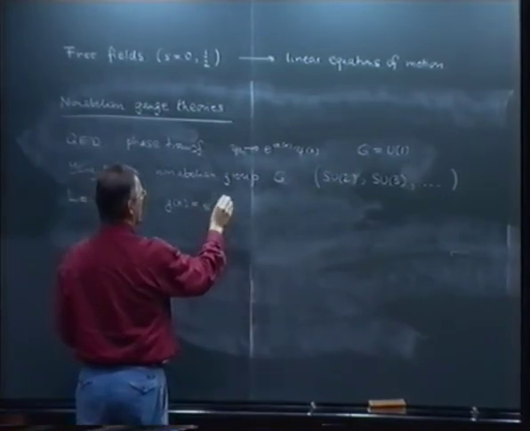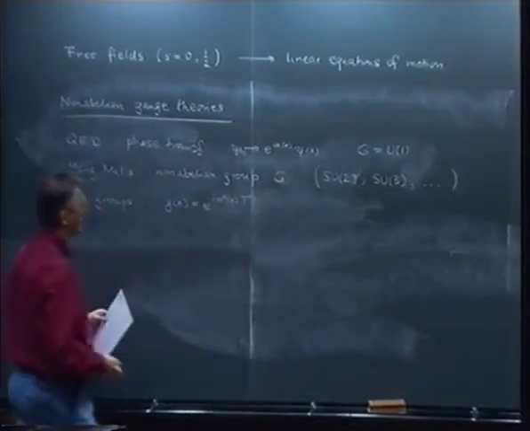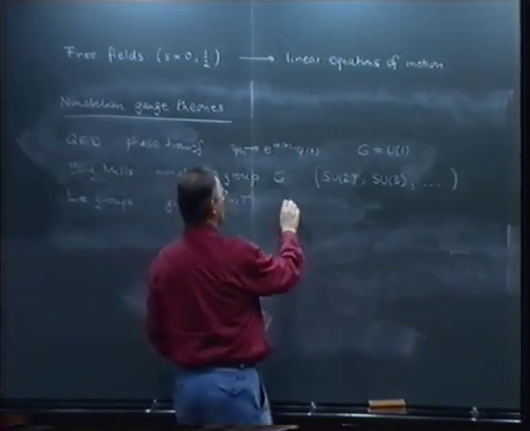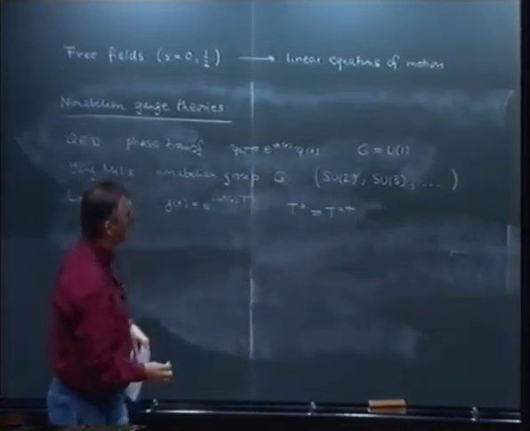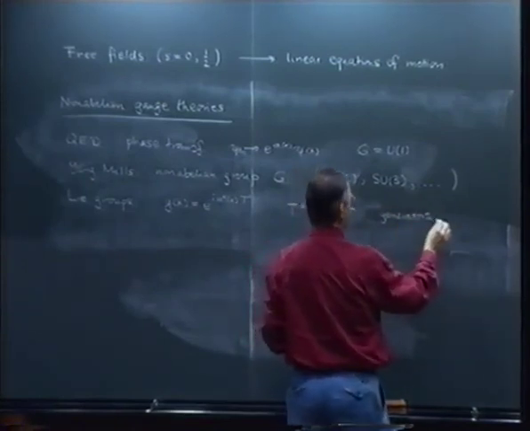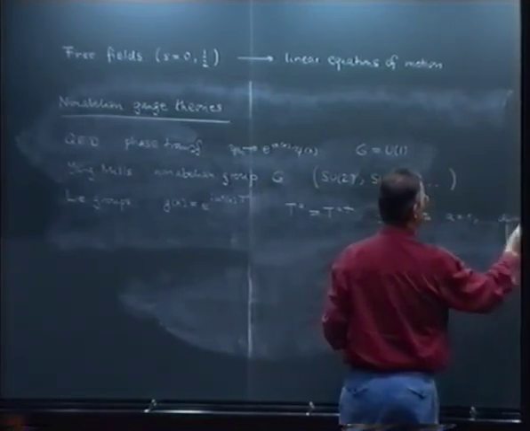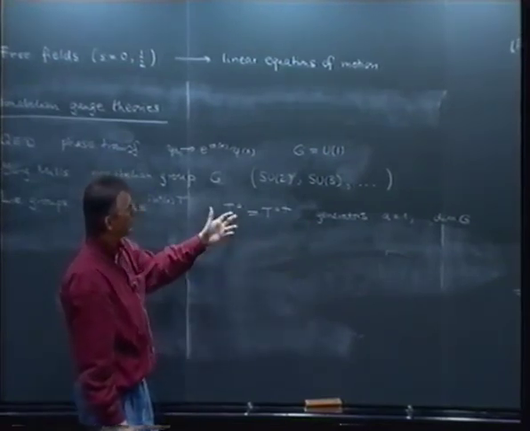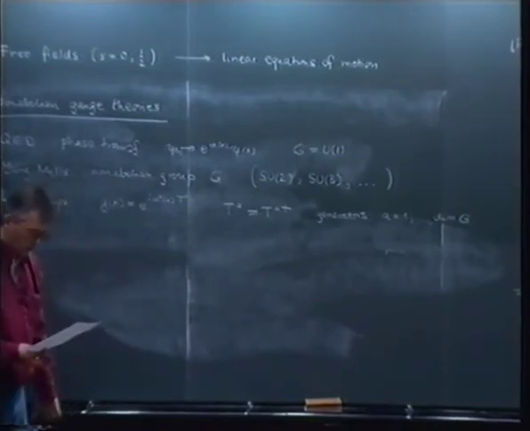So this means that every transformation in this group can be written in the following way, as e to the i omega^a(x) times T^a, where now this is a set of parameters. These things are called generators, and we choose them to be Hermitian. So these are unitary generators, for a running from 1 to whatever the dimension of the group is. So for SU(2), we have 3 generators, the Pauli matrices, for example. For SU(3), we would have 8 generators, the Gell-Mann matrices, for example.